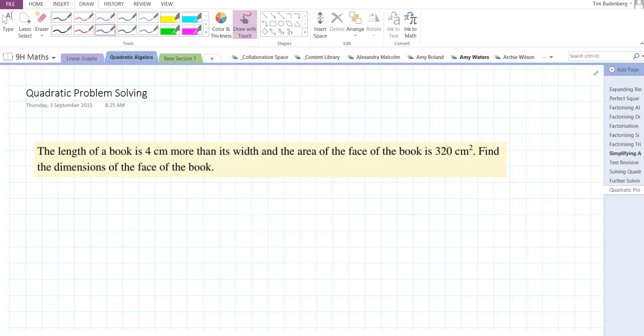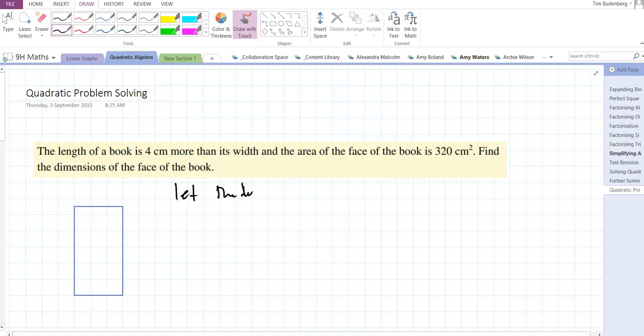The length of a book is 4 centimeters more than its width, and the area of the face of the book is 320 centimeters squared. Find the dimensions of the face of the book. A good place to start with these types of problems is to draw a diagram. So if this is our book face, we know that the length is 4 centimeters more than the width. So I would let the width equal x. The width is x, and if we've let the width be x, and we know that the length is 4 centimeters more than the width, we can say that the length is x plus 4 centimeters.